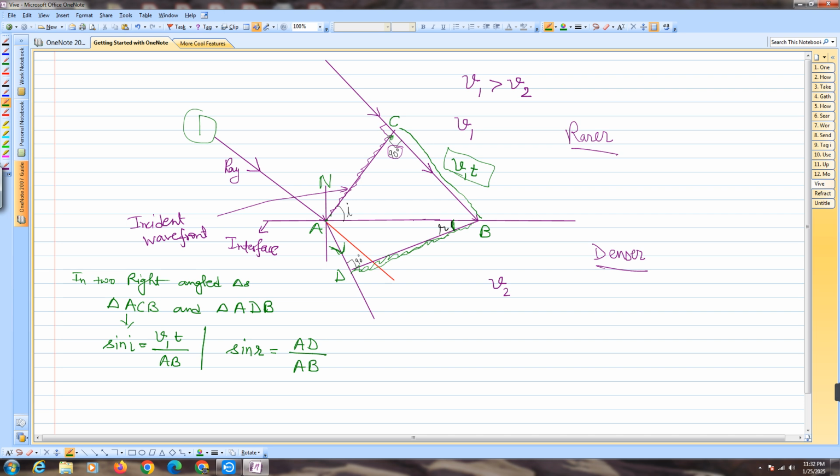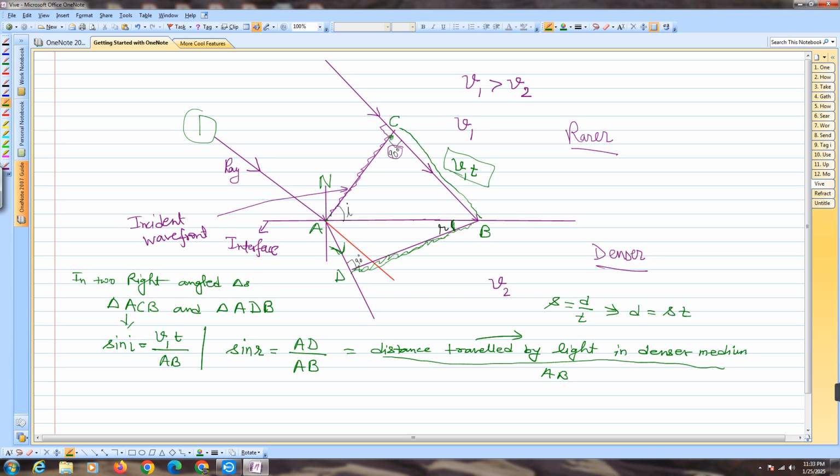Now what is AD? AD is the distance traveled by light in denser medium divided by AB, correct? Now we have to find the value of distance traveled by light. So the formula is speed equal to distance upon time. So it can be written as distance is equal to speed multiplied by time.